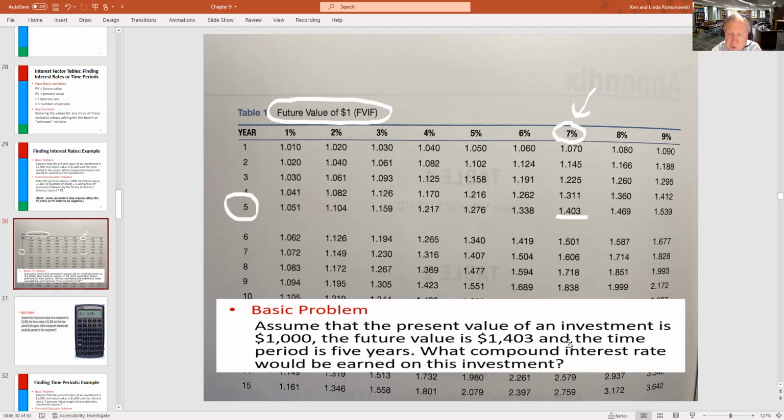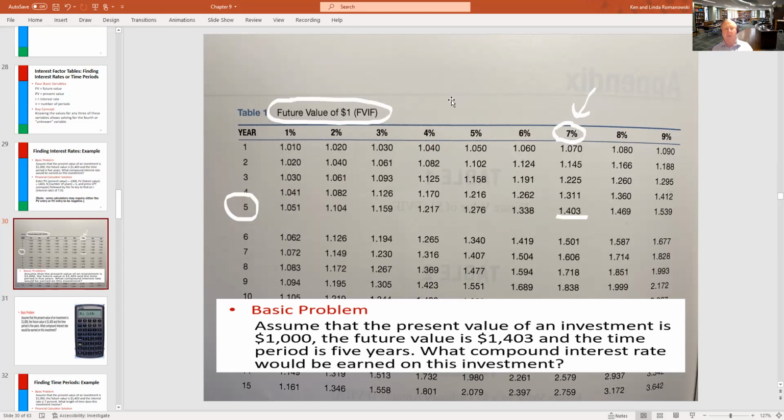Well, we know the future value is $1,403. We also know that this future value chart is based on $1. So whatever factor is used, you have to multiply that factor by 1,000 in order to get the future value, which is $1,403. So that basically means that you would divide 1403 by 1,000, and that will give you the number of 1.403.